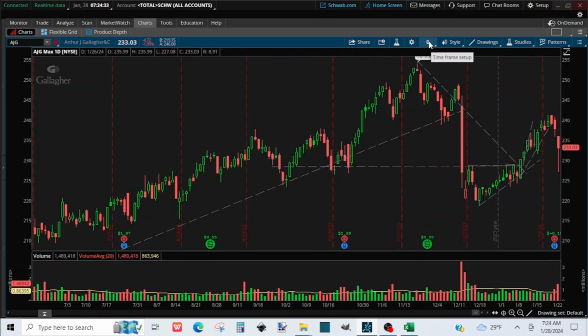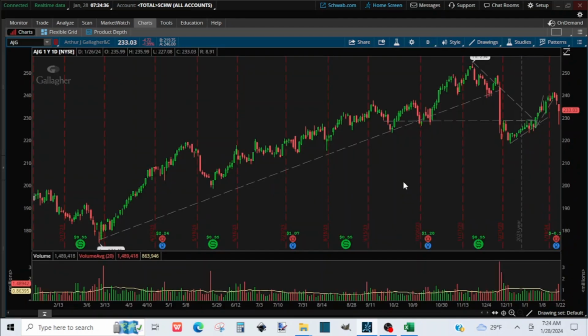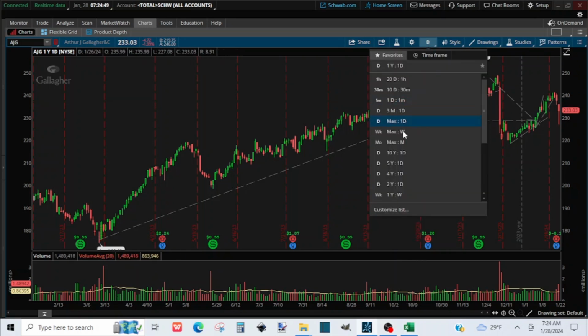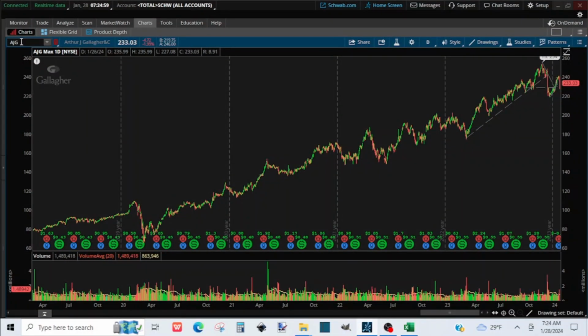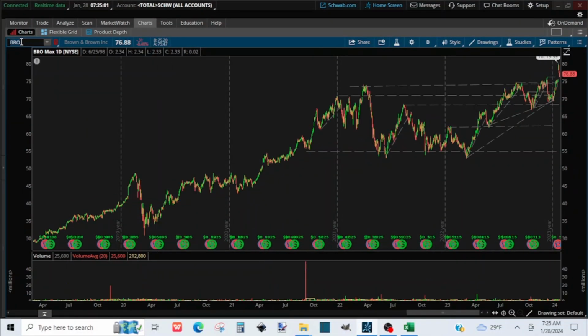Let's go to 1 year daily chart. Yeah, we still have the 52 weeks low here. It's not on trend, therefore it's not going to be on the weekly list. The next one is BRO. BRO is trying to surpass this one.